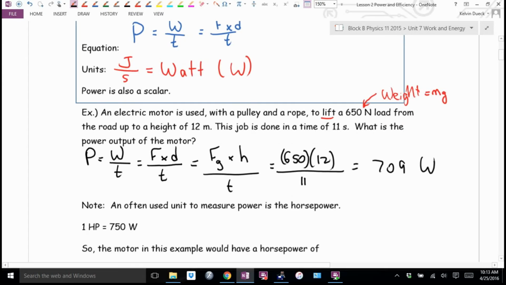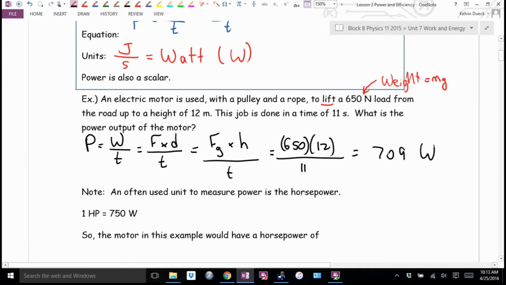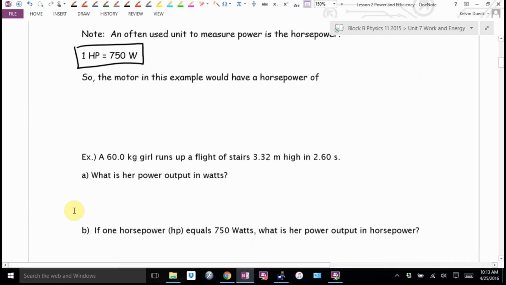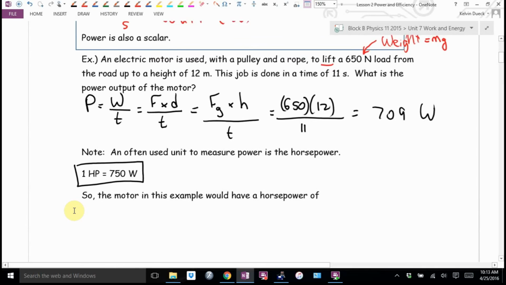Another unit of power is the horsepower. This is the imperial standard unit, the same way feet and inches are the imperial standard units for measurement. 1 horsepower is about 750 watts. You don't need to memorize that. If I ever give you a horsepower question, I'll give you the conversion factor in the question. But the horsepower is what James Watt came up with. I'm going to go on my rant later.